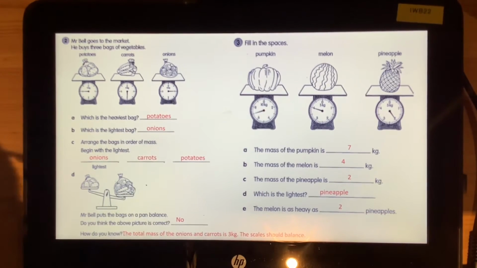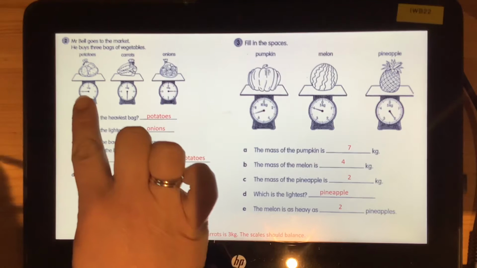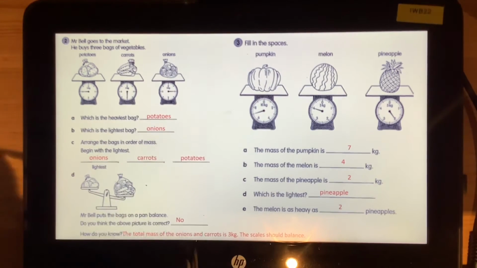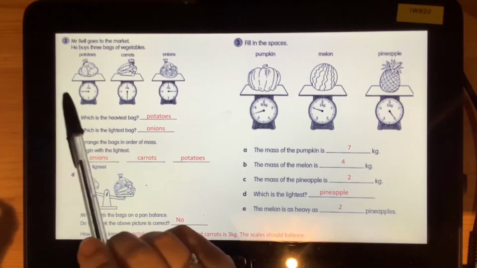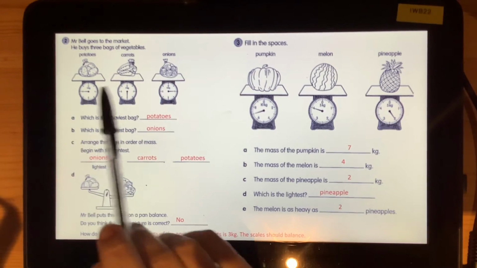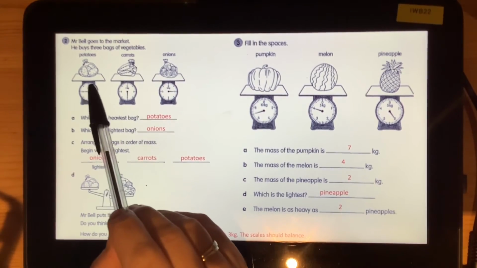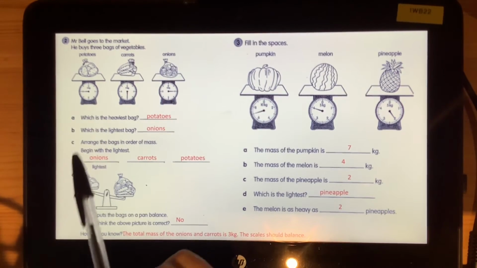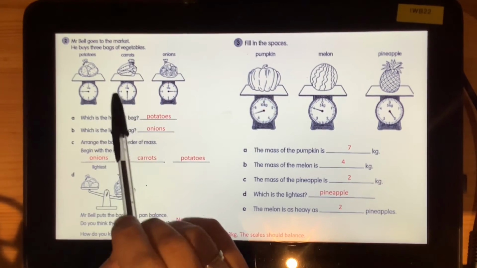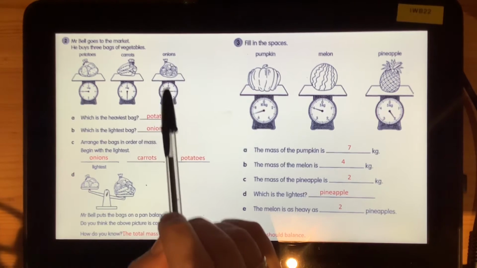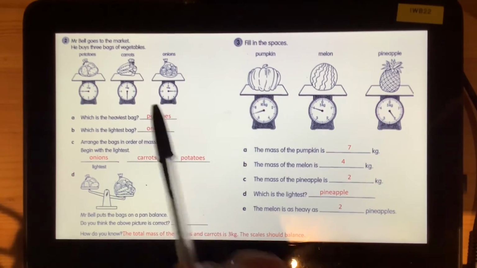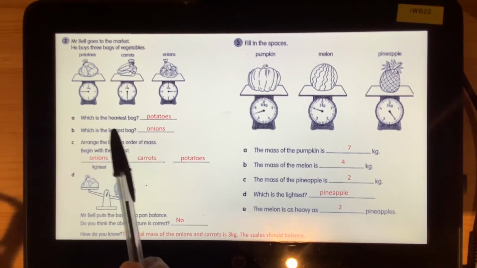So Mr. Bell goes to a market. He buys 3 bags of vegetables, so he buys a bag of potatoes, carrots and onions. It asks us, which is the heaviest bag? Now here I needed to look at my scale. Luckily, I've got the same scale for each, from 0, 1, 2, 3, 4 kilograms. So each is measuring kilograms with the same scale and the same increments on each, with the same intervals on each. So which bag is heaviest?